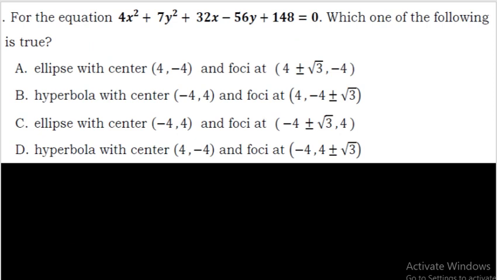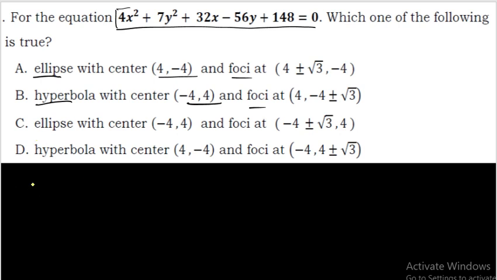The next one, the equation is given to us here. Okay, this is a conic section. Which one of the following is true? Is it an ellipse or a hyperbola? First we have to identify, and then once we have identified whether it's an ellipse or hyperbola, we need to get the center and the foci. So what to do? We have to apply the completing the square method.